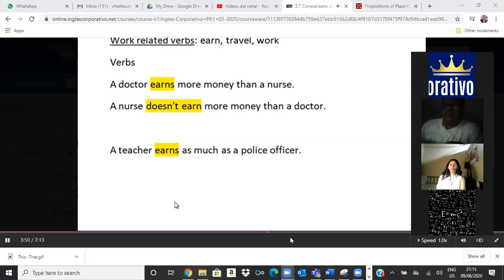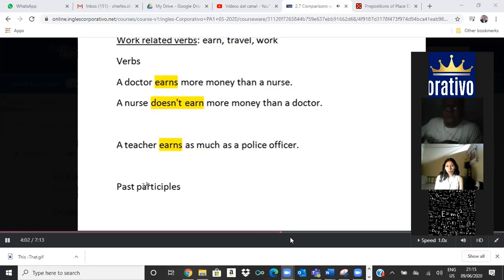So what I want to do next is continue with this idea, but now I want to make the comparison using past participles. A lot of times we're going to find that the comparison can be basically the same thing if you use verbs and if you use past participles, almost the same thing. I want you to look at the example here at the very top.